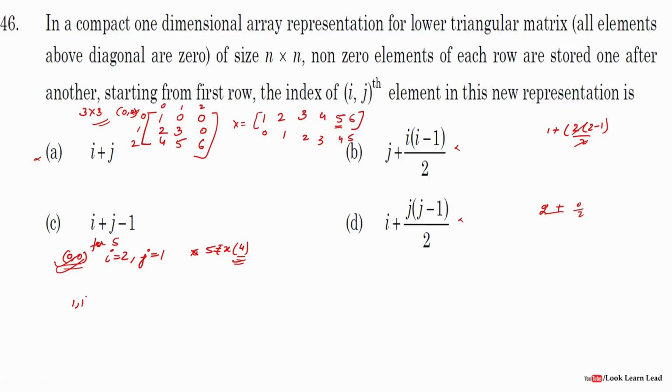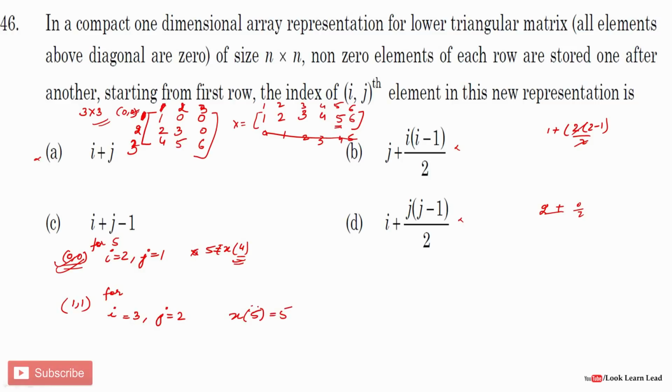We would be considering 1 1, that is, our matrix is starting from 1. So it is 1 2 and 3, and the array indices are 1 2 3 4 5 and 6. Let's take 5 only. For 5 in this case, i would be 3 and j would be equal to 2, and x of 5 is x of 5. So I should get the answer 5 by putting 3 and 2. Here if I put 3 and 2, I am getting 5, so I can consider this.